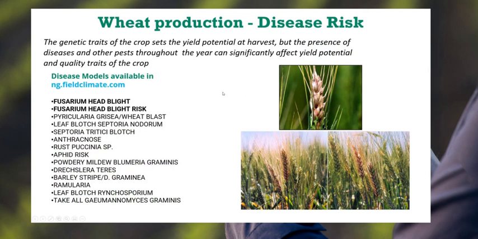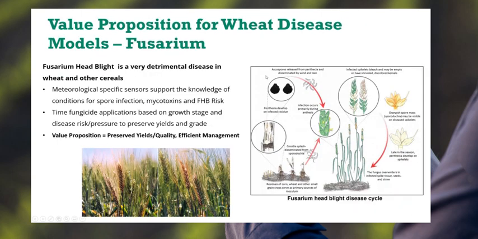In terms of the wheat production system within Fieldclimate, we have a number of different models, I think about 14. Today we're only focusing on two very similar ones, Fusarium head blight and Fusarium head blight risk. We all know the yield and genetic trait set the yield of a particular harvest, but it's the impact of diseases and pests through the year that really affects the yield as well as the quality of the crop. Especially with Fusarium, we'll see the impact on grade. So the model proposition for wheat diseases, in particular Fusarium, is very strong. It's a very detrimental disease in Western Canada, and it affects many cereals across the country.